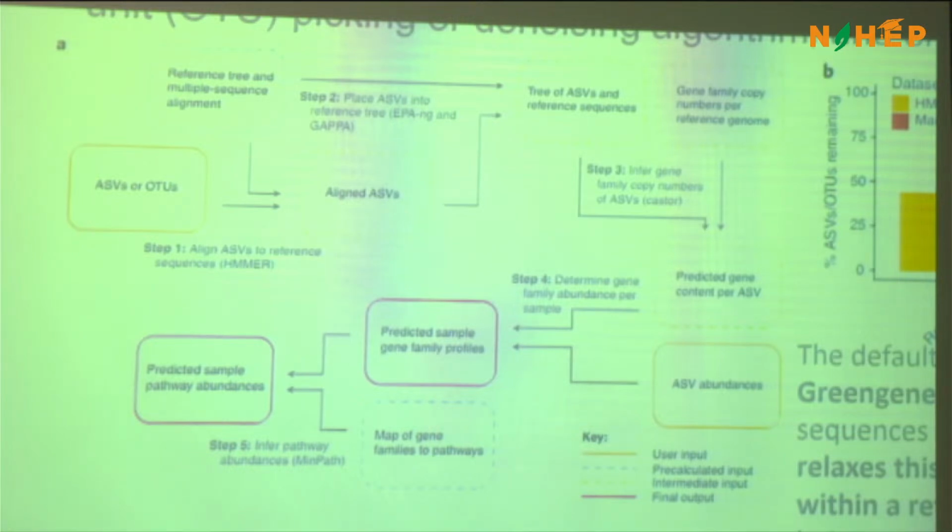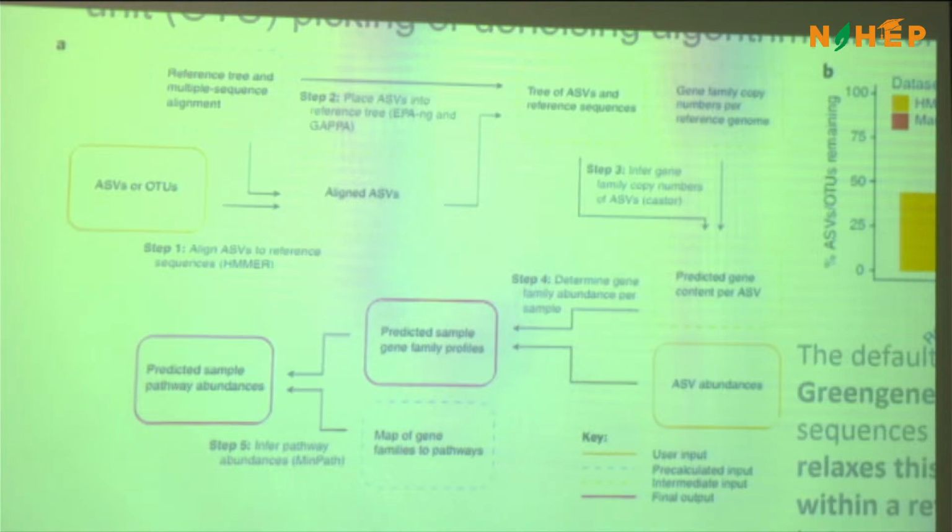Then based on that, we predict the pathway abundances. So what we are doing is, from the ASVs, we are aligning with the gene families present in the database, and then we take the representative sequences from ASVs against the gene abundance. So each ASV abundance is calculated based on the gene family, and then we identify the pathways.